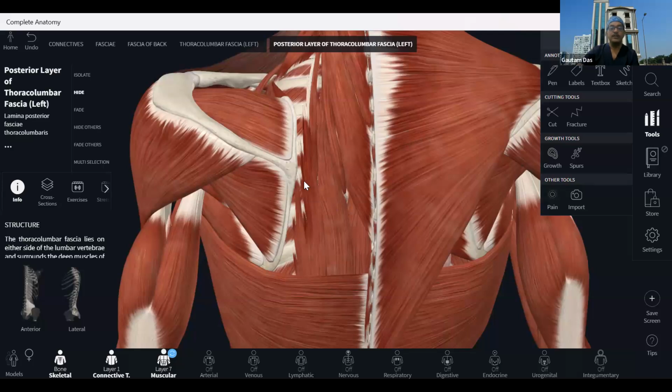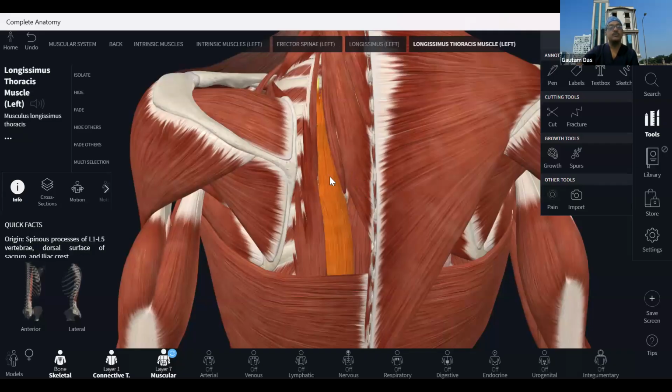Okay, let's recapitulate again with me. Most medially is your spinalis, below spinalis is your multifidus, lateral to that is your longissimus, and still lateral to that is your iliocostalis. And this longissimus basically lies over the tip of the transverse process. Okay, so this was the longissimus muscle. If I'm removing it, you see the tips of the transverse processes are exposed.